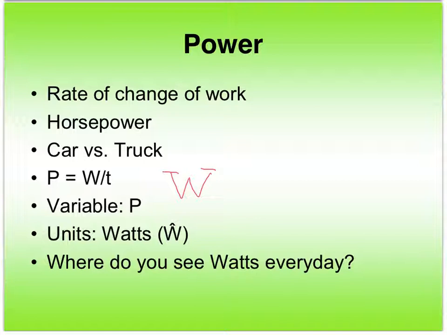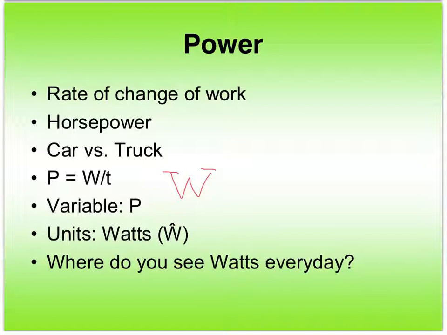So where do you see watts every day? We see them in our light bulbs. The incandescent bulbs had a wattage. A 120 watt bulb or a 60 watt bulb would give you different amounts of light energy, or light, the amount of work that's done, electrical work, per second. So we use them for those type of power ratings.